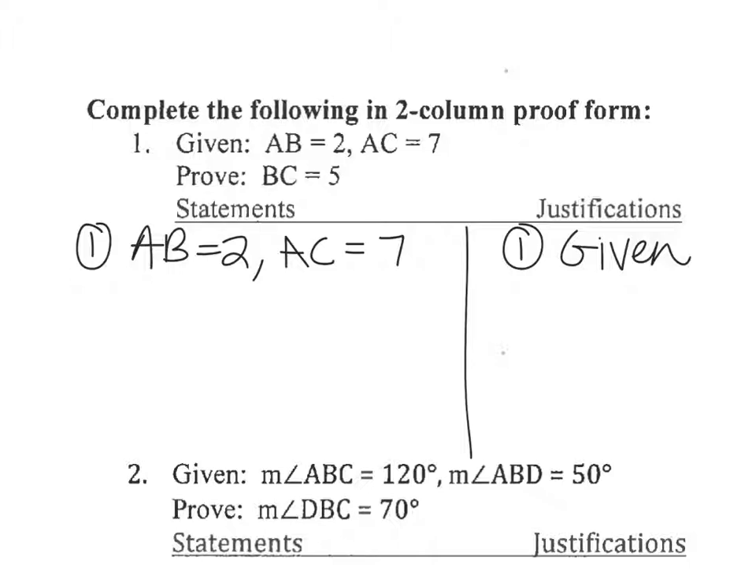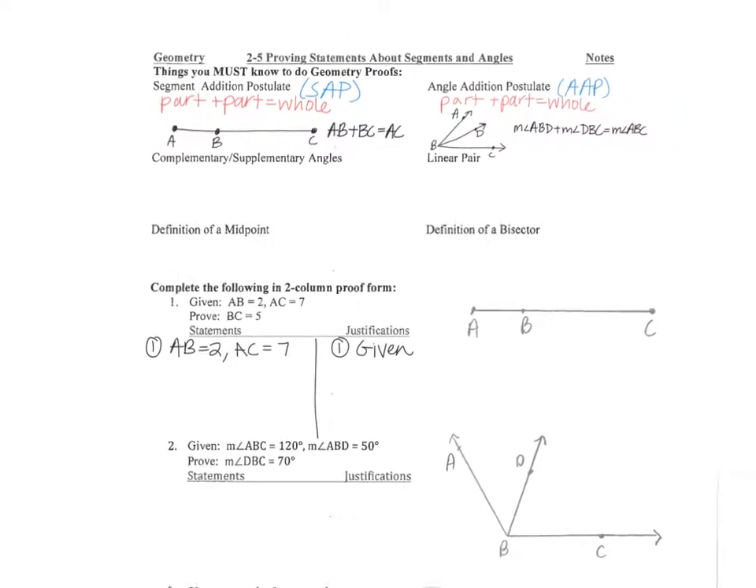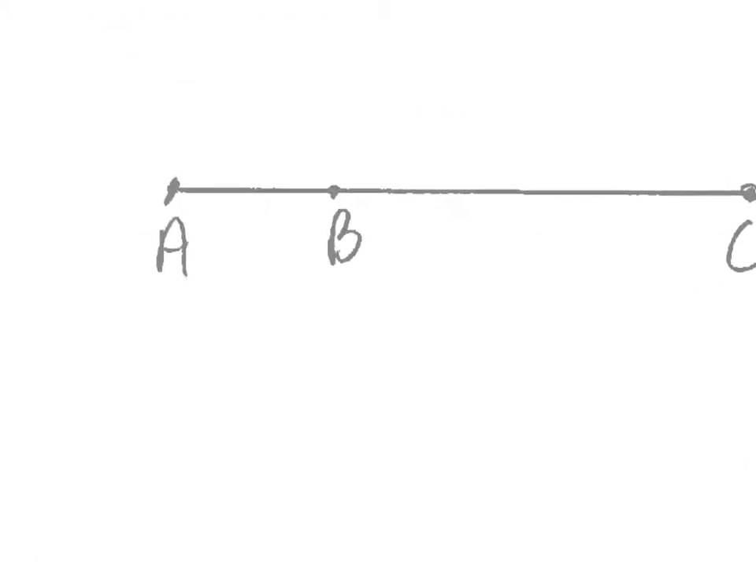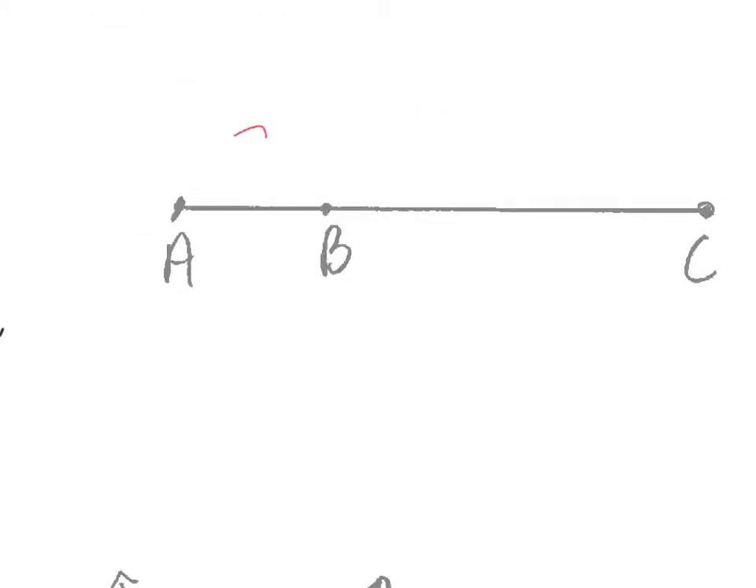You know that AB equals 2 and AC equals 7. You're a geometry student. You should get in the habit of every time that you're told something and you have a picture, you need to label what's true. AB, on this picture to the right, AB is 2. AC, the whole thing, is 7.